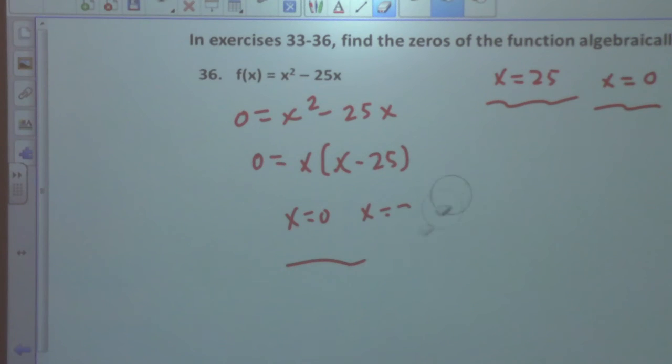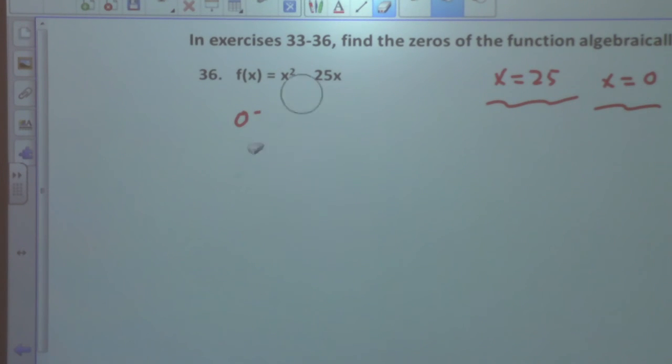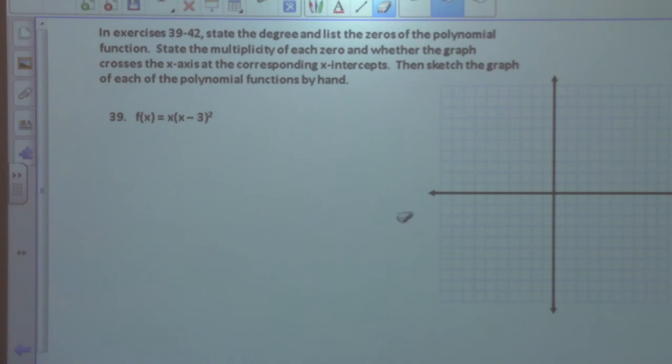Now, what we're doing is we're just starting here on 39 and 40, putting together things we've done the last few days. So you look at it, you say: state the degree and list the zeros of the polynomial function. So for number 39, what is our degree of this function here?